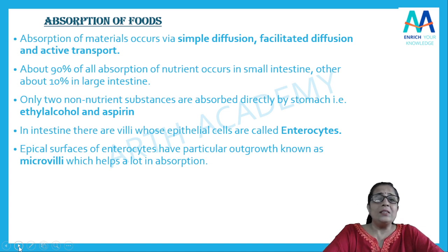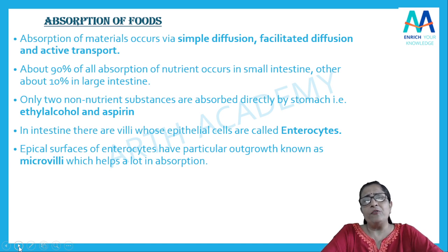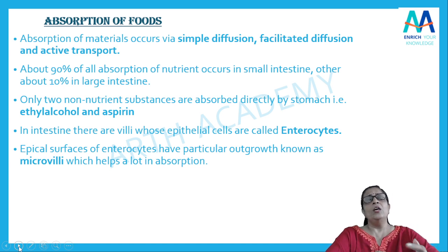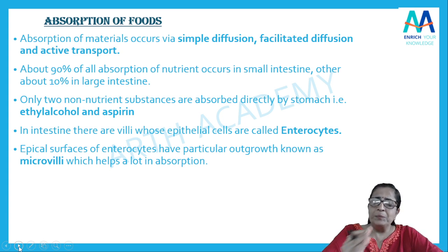Now this absorption can take place with simple diffusion, it can also occur through facilitated diffusion or through active transport, right? Which type of transporters are there, whether it is moving through a transporter or moving as it is, according to that the absorption of the materials or the nutrients takes place.